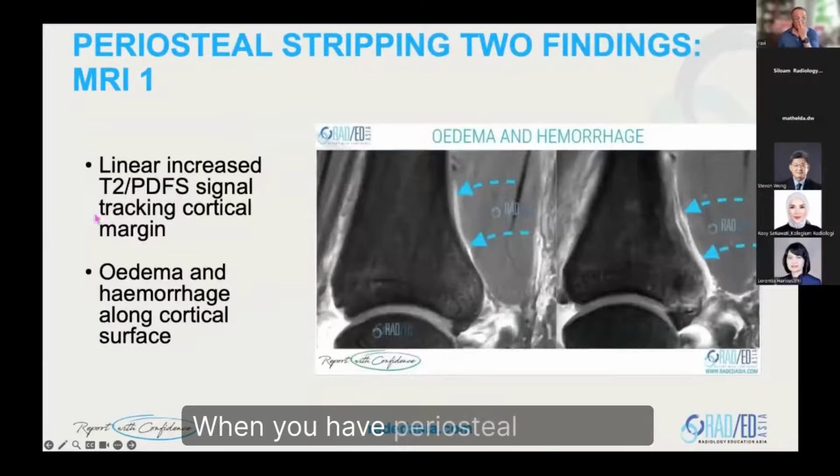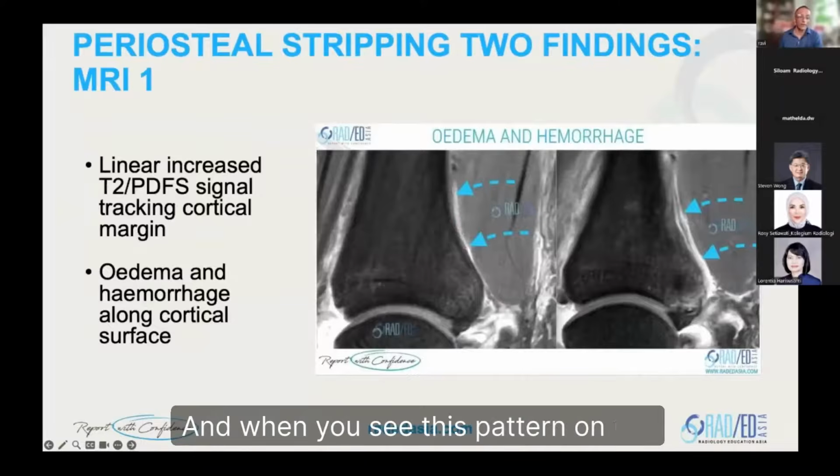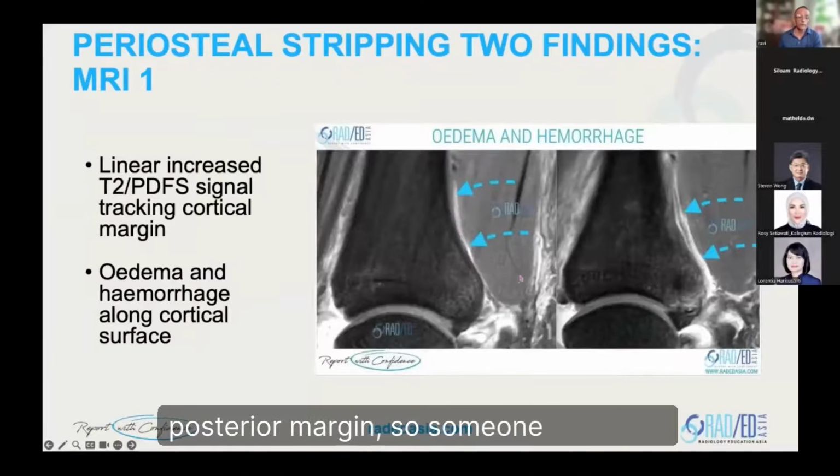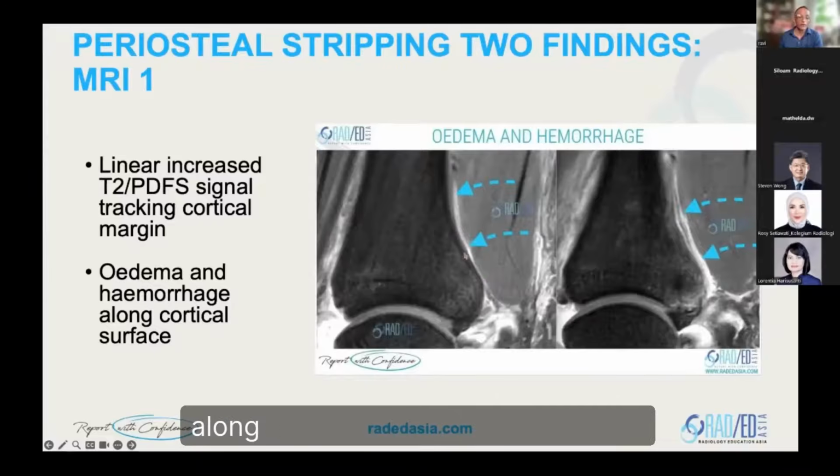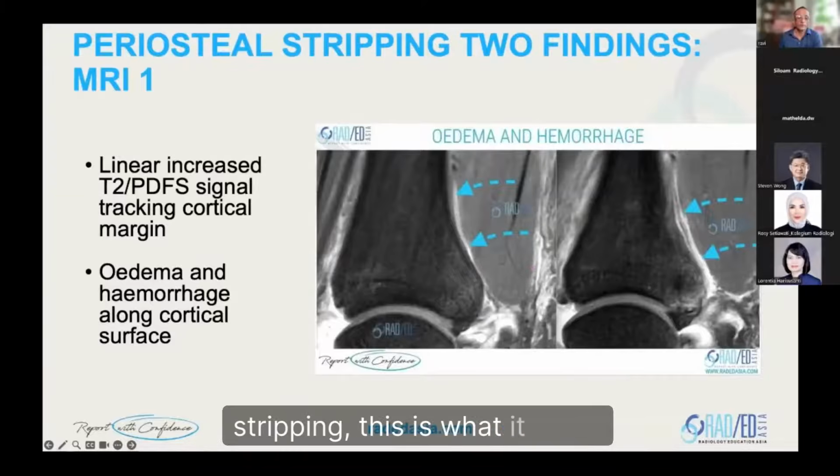When you have periosteal stripping, there are two things that occur. One is that because there's trauma to the periosteum, you will get edema and hemorrhage. When you see this pattern on the posterior margin, so if someone has got a syndesmotic injury and you see this pattern of edema and fluid tracking along the posterior margin of the cortex, it's almost for sure periosteal stripping. It gives you this track of fluid that goes along the back of the cortex, or back of the tibia.